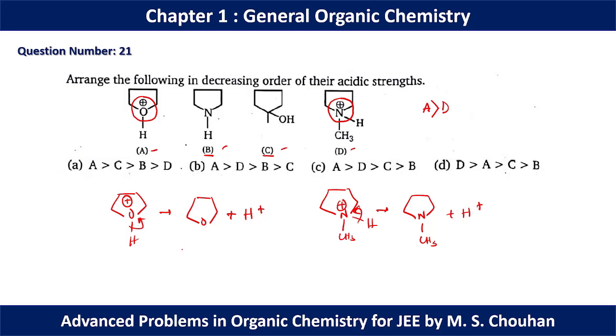Now, if we compare between B and C, we have to go for the conjugate base stability. In molecule B, the conjugate base will look like this, and in molecule C, the conjugate base will look like this. Now, if we compare the conjugate bases, we can see that in this conjugate base C, we have negative charge over oxygen, and in this conjugate base B, we have negative charge over nitrogen. As oxygen is more electronegative, negative charge over oxygen is more stabilizing situation. So in this case, we have C, then B. So A, D, C, B should be the correct option. So for question number 21, option C should be the correct option.